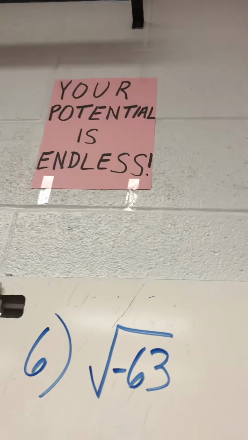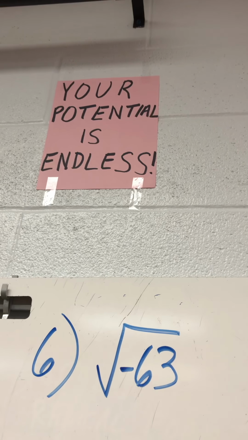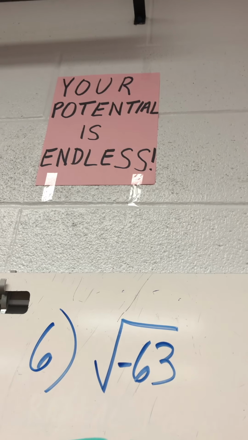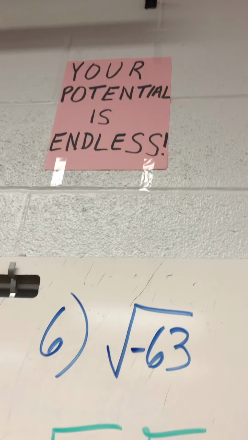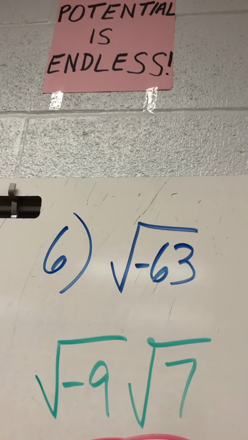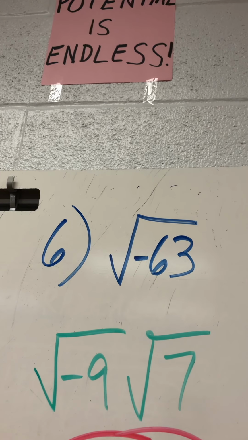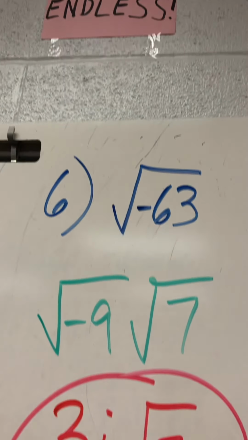Square root of negative 63. All right, well, what perfect square goes into 63? 9. So it's going to be square root of negative 9, square root of 7. What's the square root of negative 9? 3i, square root of 7.